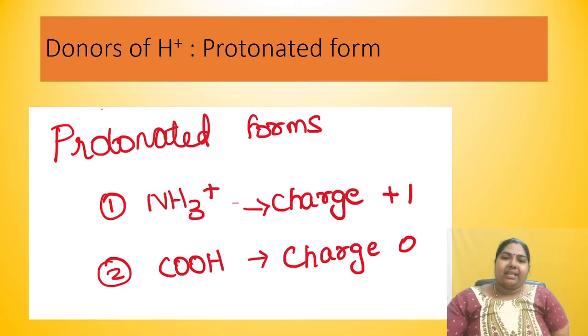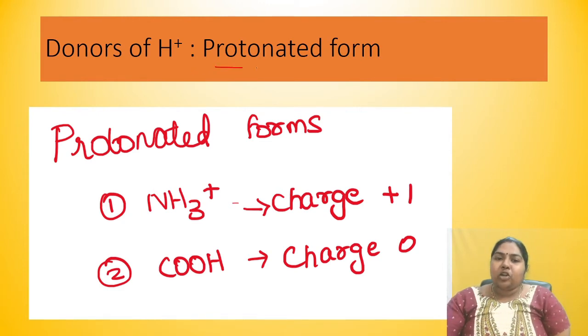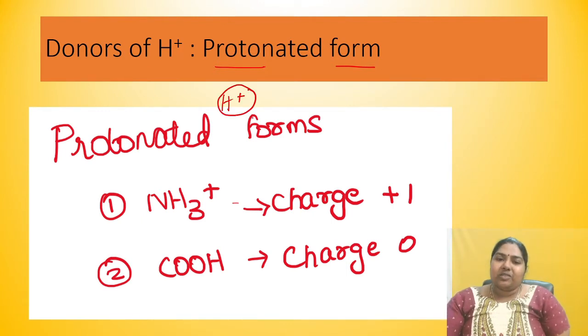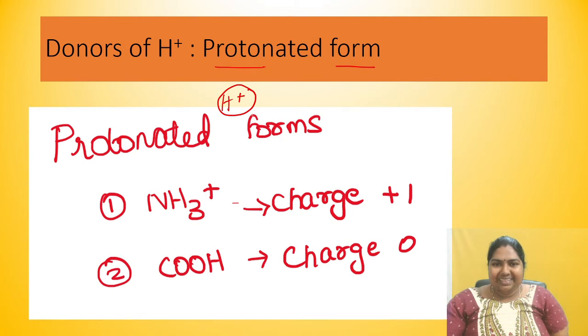Number one is the protonated form. What do you mean by proton? Proton is nothing but H plus, which contains the charge. You could have used this in H plus NMR also. So H plus or your hydronium ion is one of the protonated forms. Whichever species gives the proton is called protonated.